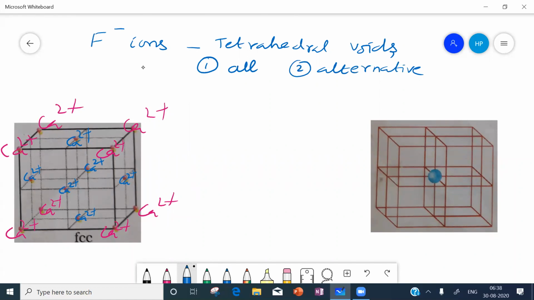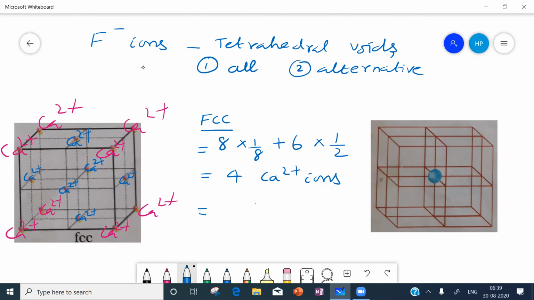First, this is one FCC unit cell. In this FCC unit cell, 8 corners are there. Corner gives 1/8 share. 6 face centers are there. Face center gives 1/2 share. Therefore, we will get totally 4 calcium ions per unit cell of FCC. Now, we will see tetrahedral voids. How many tetrahedral voids are possible for this unit cell?